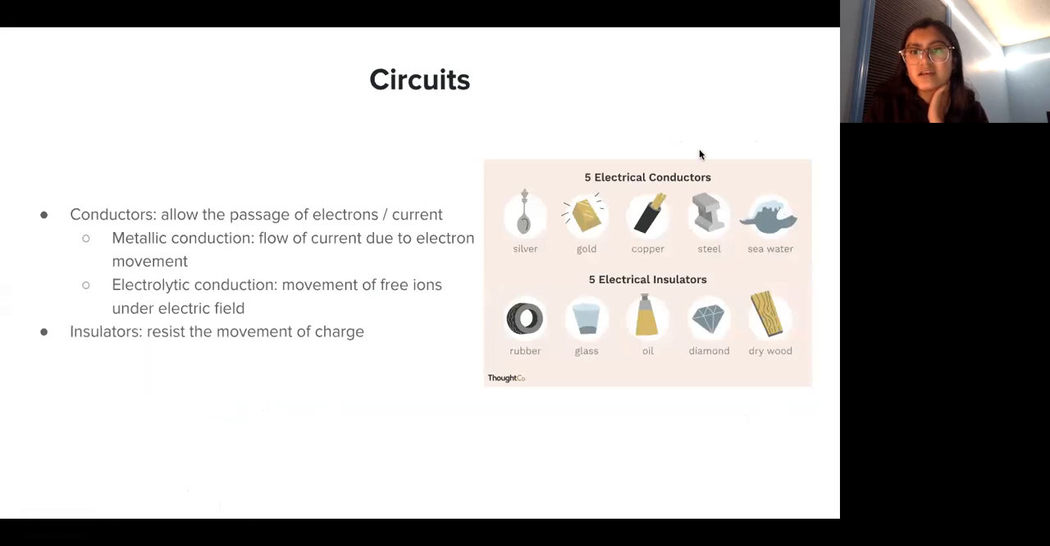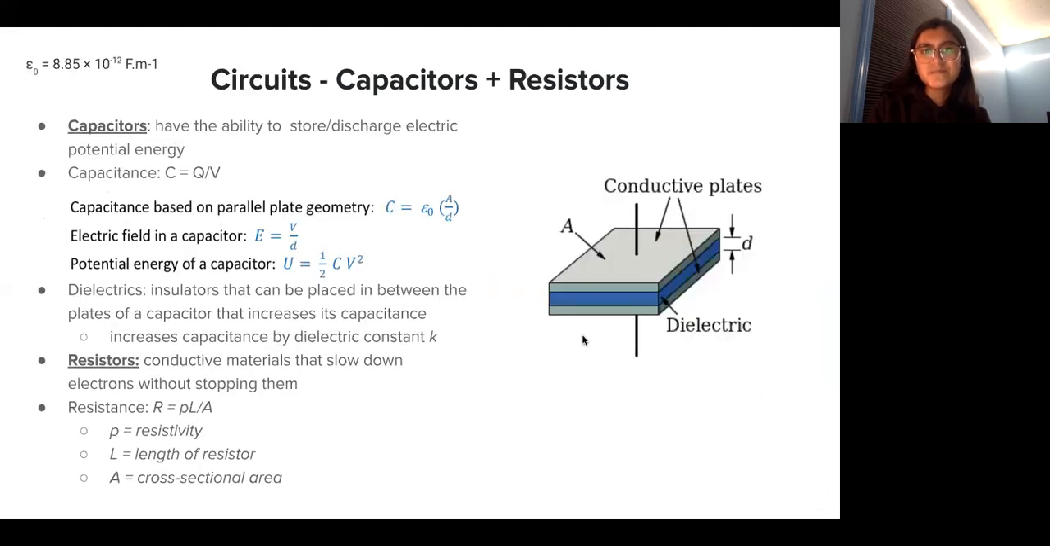All right, we'll head into circuits. So just two things to note. Conductors are materials that will allow for the passage of electrons or current. Metallic conduction will involve flow of current due to electron movement, and electrolytic conduction will involve the movement of free ions under an electric field. And insulators will resist the movement of charge.